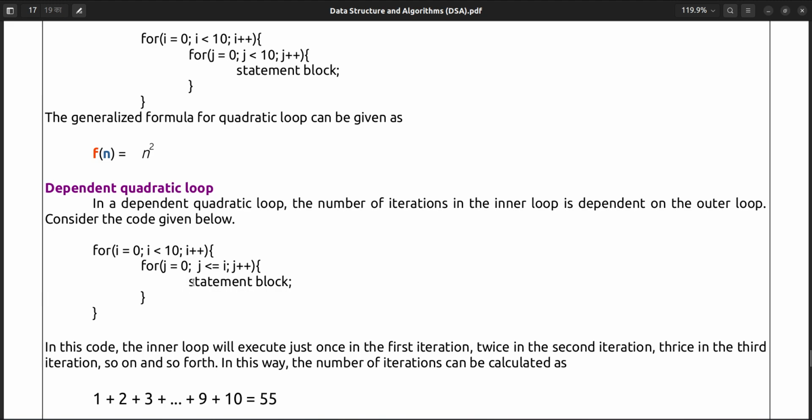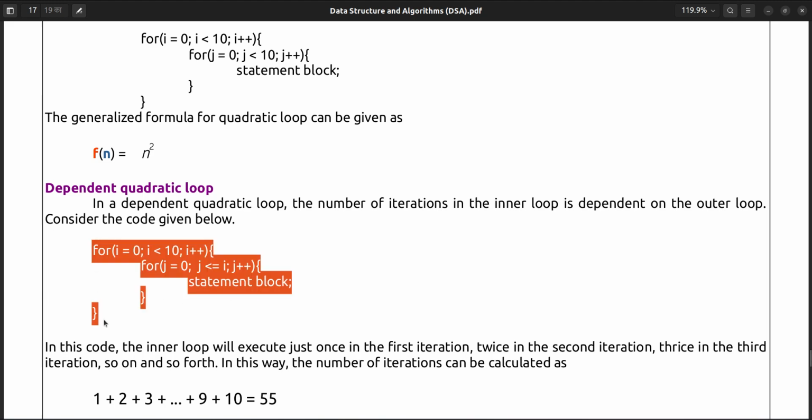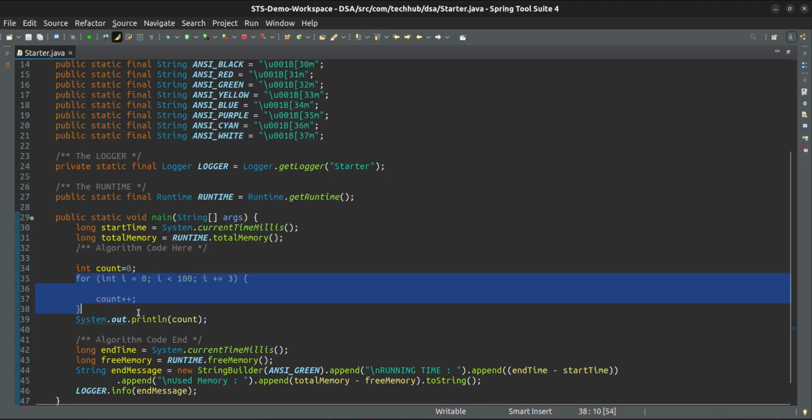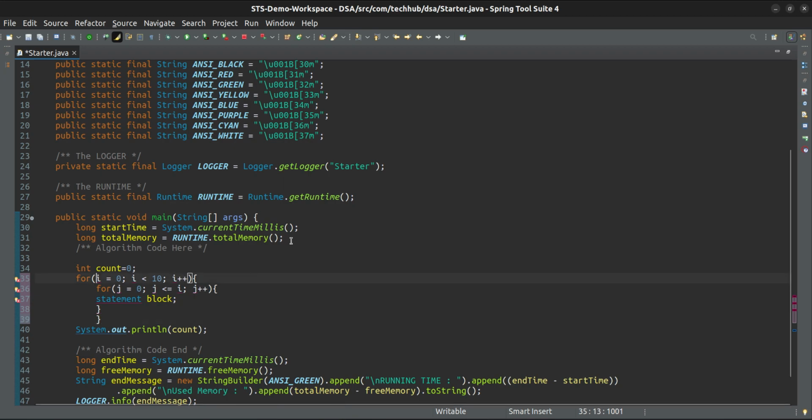So first time, if you see, this statement will be executed one time. If I copy this one, and if you see here the result, int and int, that's it. And here what will be the statement? Just count plus plus, that's it. So now you see, what will be the value for this count?